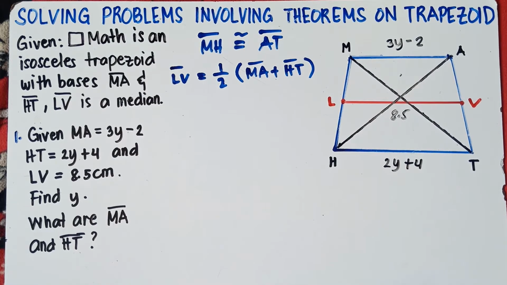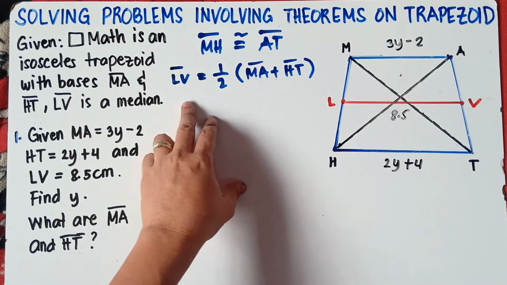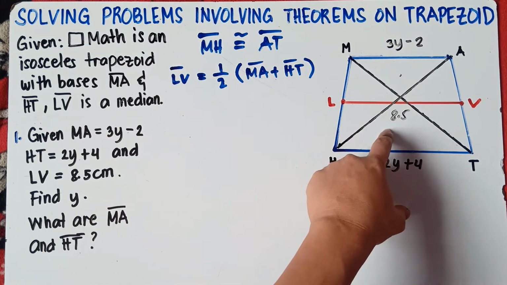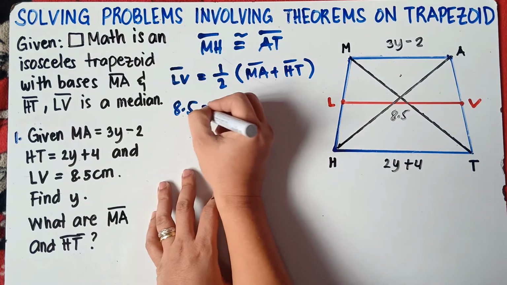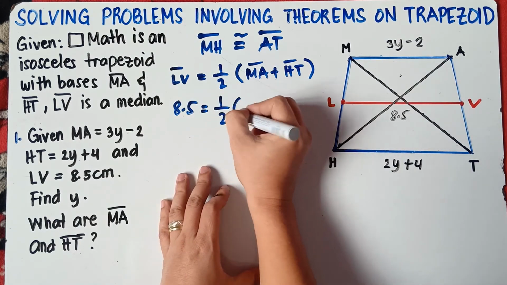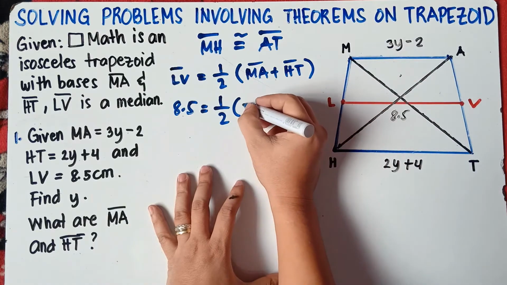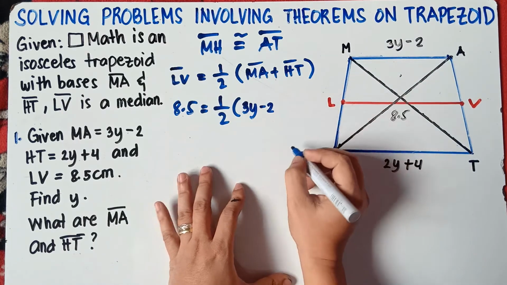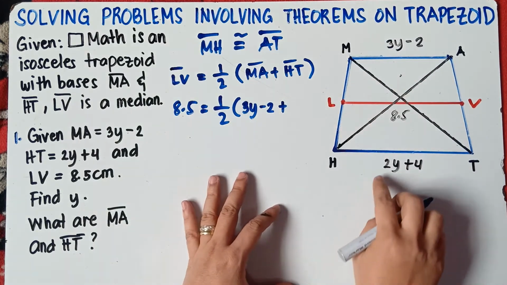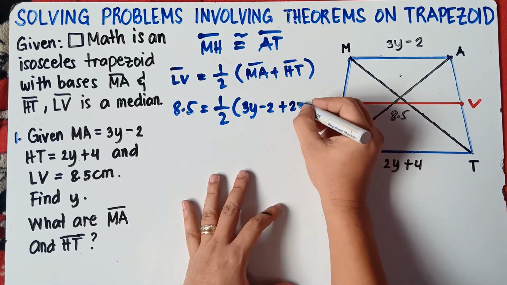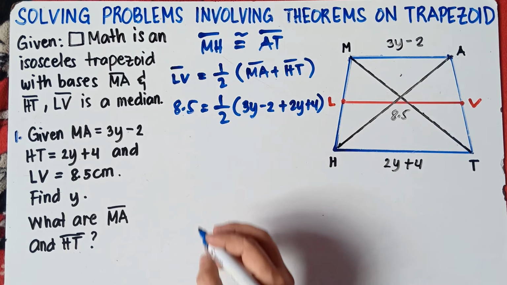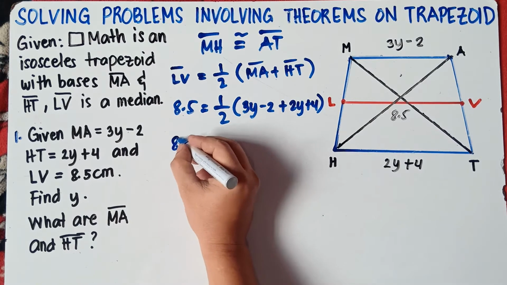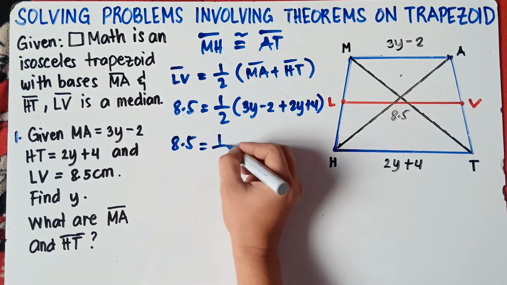For us to find the value of y, we need to use this formula. We already have given LV, that is 8.5. So 8.5 equals 1/2, then our MA is 3y minus 2, plus our HT is 2y plus 4. Alright, next step, copy this one: 8.5 for LV equals 1/2.